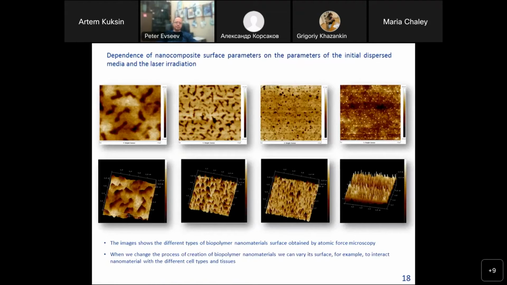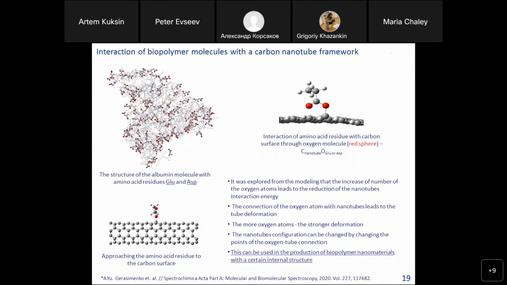We also controlled the surface structure of nanomaterials. When we change the process of creation of biopolymer nanomaterials, we can vary its surface, for example, to interact nanomaterials with the different cell types and tissues. The connection of the oxygen atoms to nanotubes leads to tube deformation. The more oxygen atoms, the stronger is the deformation. Nanotube configuration can be changed by changing the points of the oxygen-tube connection. This can be used in the production of biopolymer nanomaterials with a certain internal structure.